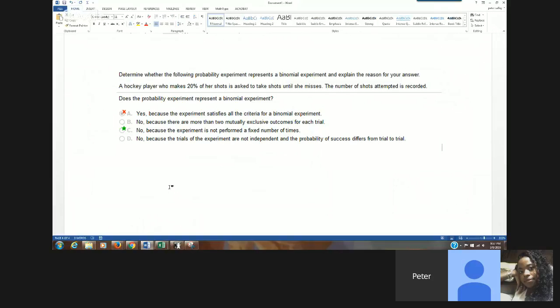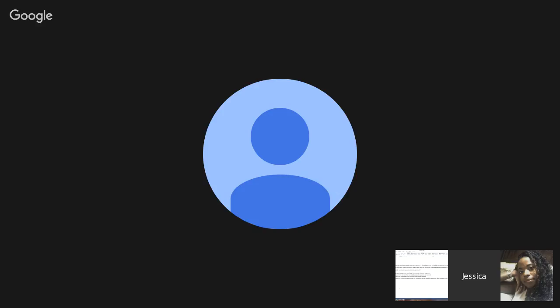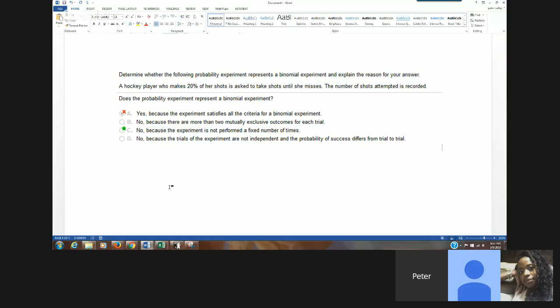So they have to come right out and say she shot 20 times. There has to be a defined success and failure. In this case, she makes it or she doesn't, so that's okay. But we don't have a fixed number of trials, so already it's not binomial. It's letter C. Fixed number of trials comes out, says it right there.